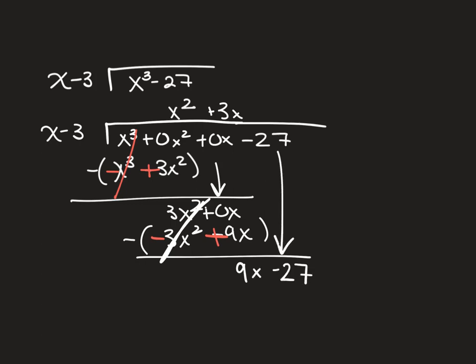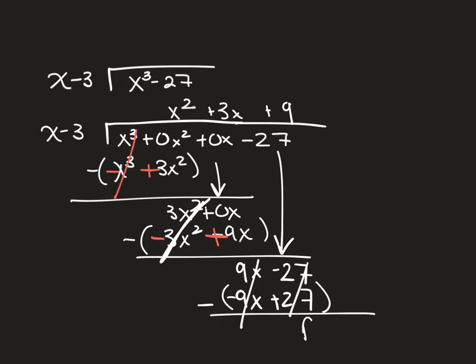To make x become a 9x, you multiply by a 9. 9 times x is 9x. 9 times negative 3 is negative 27. When you subtract these, they both cancel out. So again, my remainder is 0. So x minus 3 would be a factor of x cubed minus 27. But my answer in just this case, because we just asked you to divide, would be x squared plus 3x plus 9.